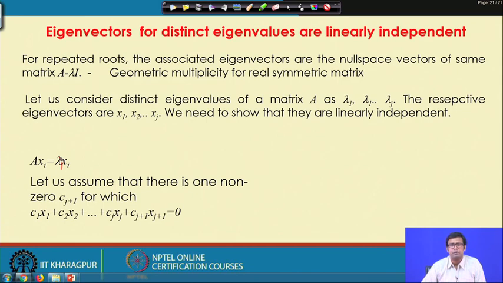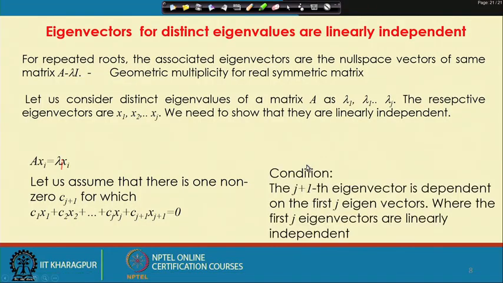Let us assume that we consider j plus 1 eigenvectors, and there is at least one non-zero C i for which C 1 x 1 plus C 2 x 2 up to C j x j plus C j plus 1 x j plus 1 is equal to 0. So, there is one non-zero C i, that means C j plus 1, when we take x j plus 1, the j plus 1th eigenvector, is linearly dependent on the x j eigenvectors.